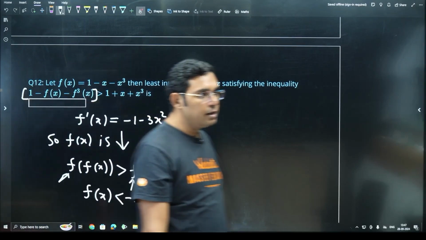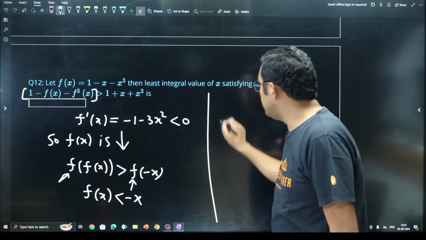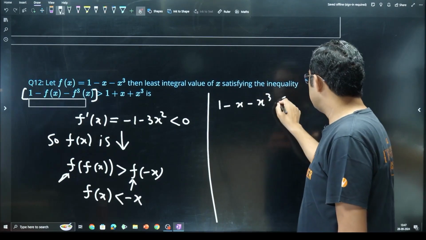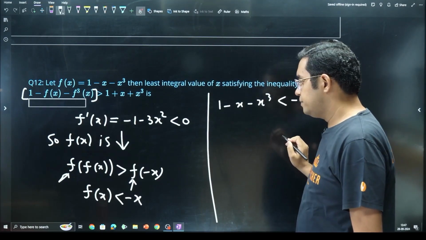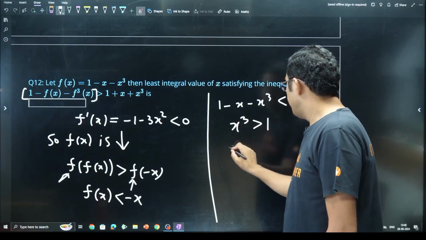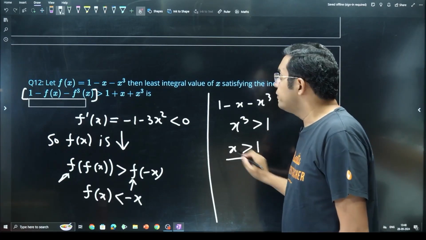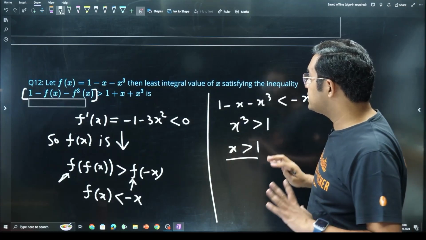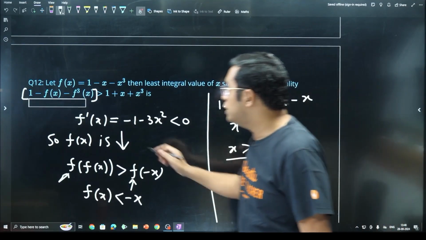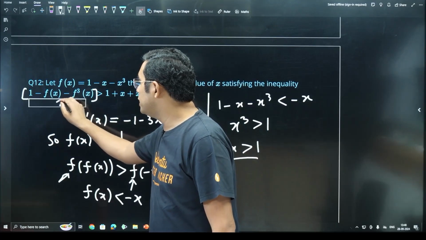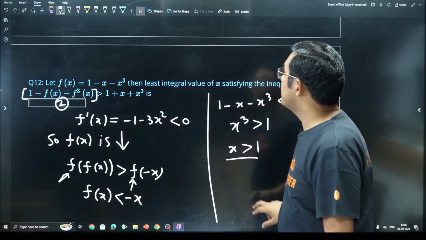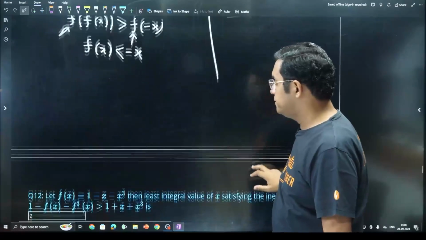My fx was 1 minus x cube, and that is less than minus x. Now this minus x will get cancelled and we get x cube greater than 1, which means for x greater than 1, this inequation will hold. But they are asking the least integral value of x. So if x is greater than 1, the least integral value has to be 2 only. So that's how this question is done. Moving to the next question, that is 13.